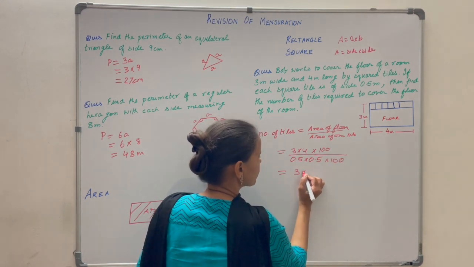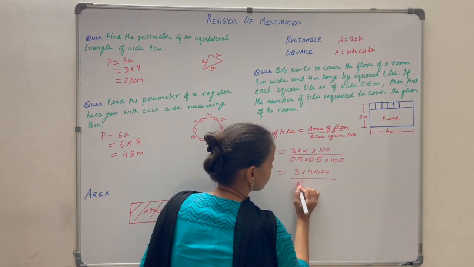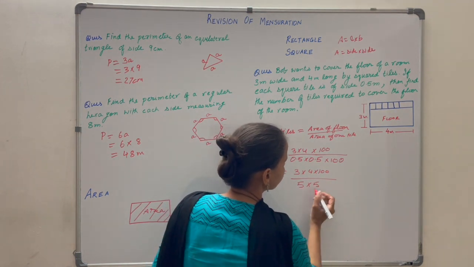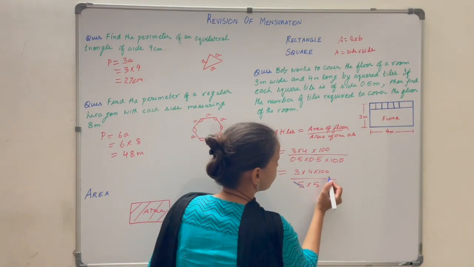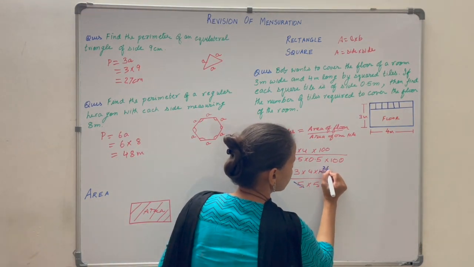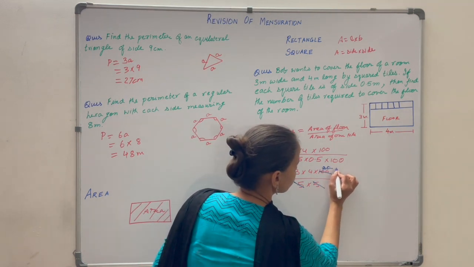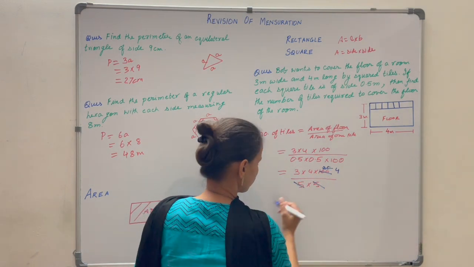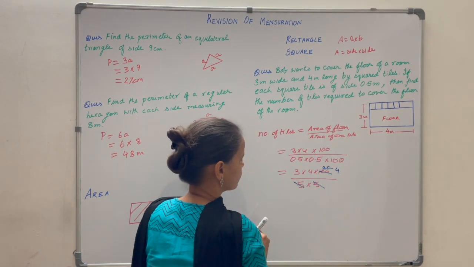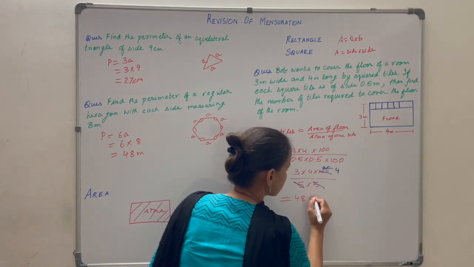So in the numerator you get 3 into 4 into 100, and in the denominator you get 5 into 5. So now you can cancel 5 and 100. So 5 2s are 10 and this one 0 is there. Again 5 and 5 4s are 20. So we have 3 into 4 is 12. 12 into 4 is 48. So how many tiles are there? There are 48 tiles.